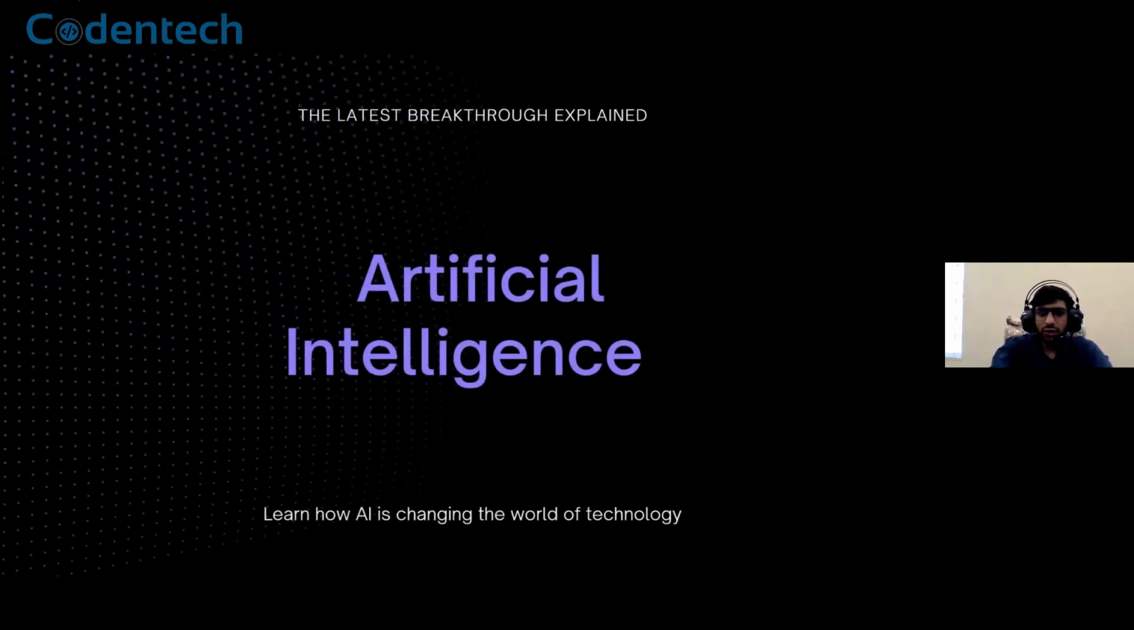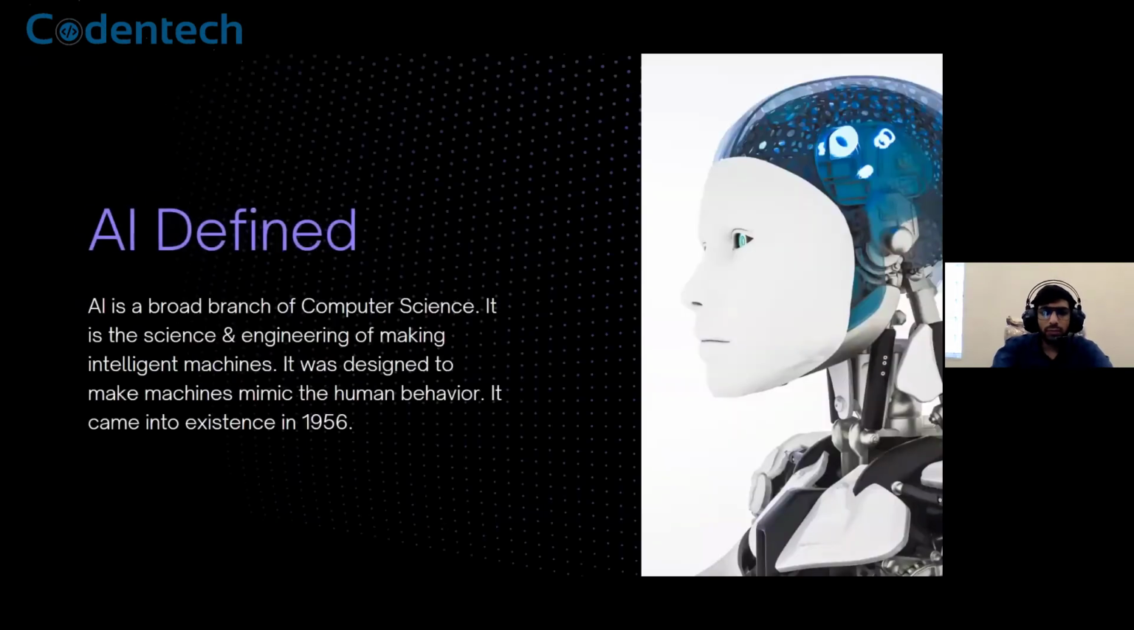So today we are going to discuss what is artificial intelligence, what are the breakthroughs, and how it is changing the world of technology. Moving on to the basic introduction, AI is a broad branch of computer science. It is the science and engineering of making intelligent machines. It was designed and developed to mimic human behavior. It came into existence in 1956. You will be amazed to know that it was first coined in 1956, not in recent times.